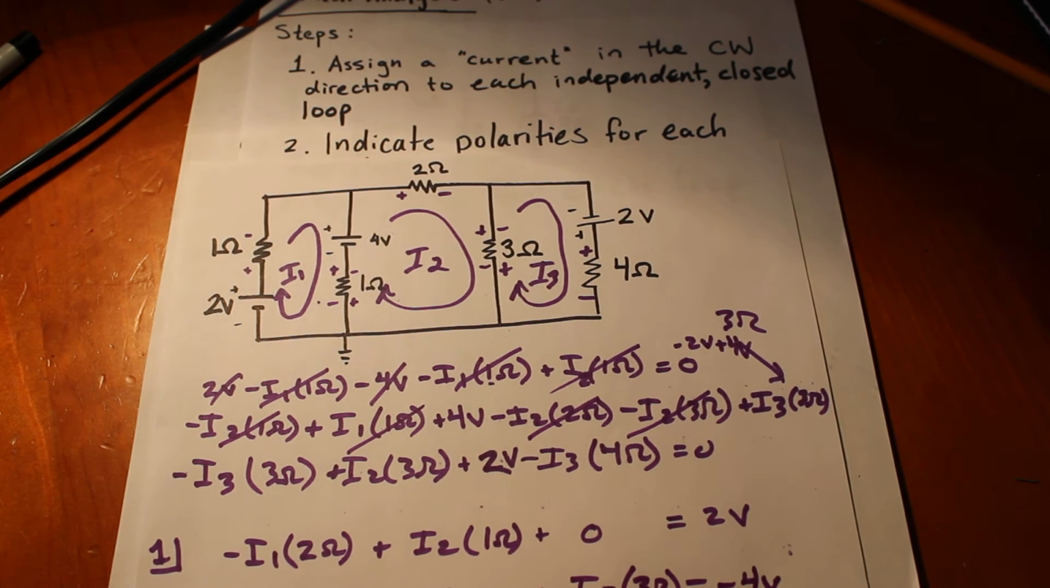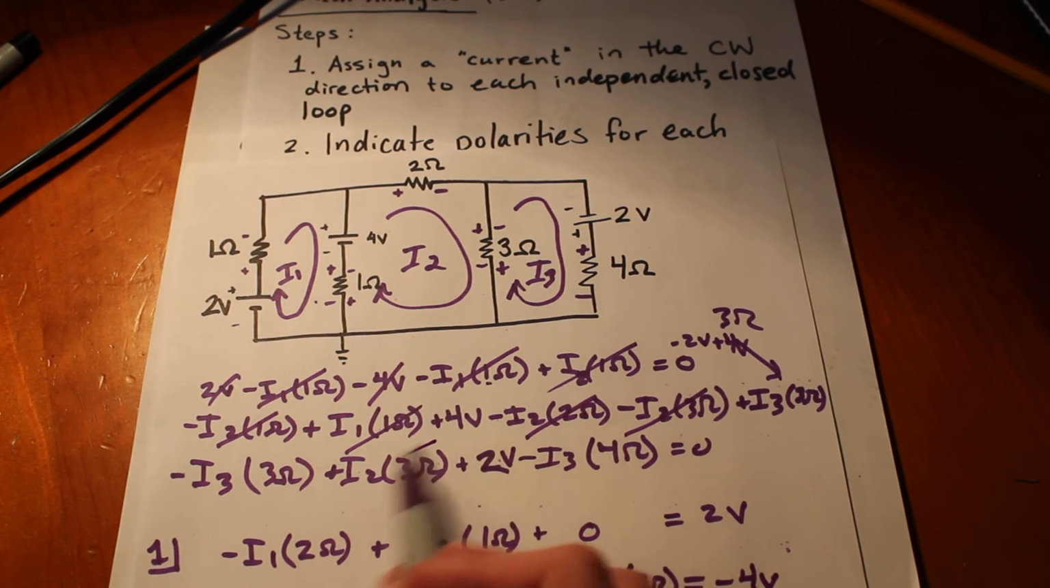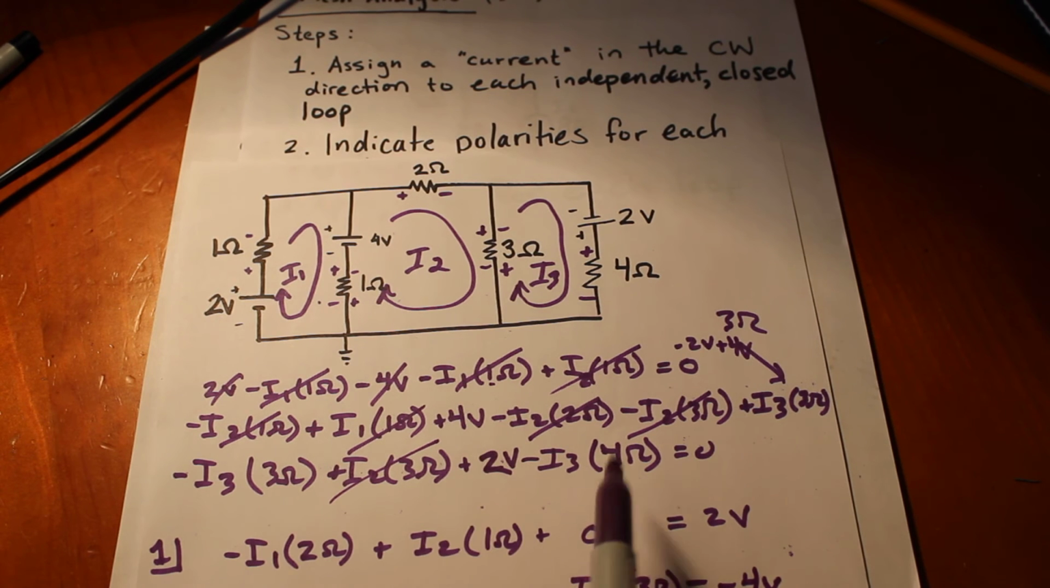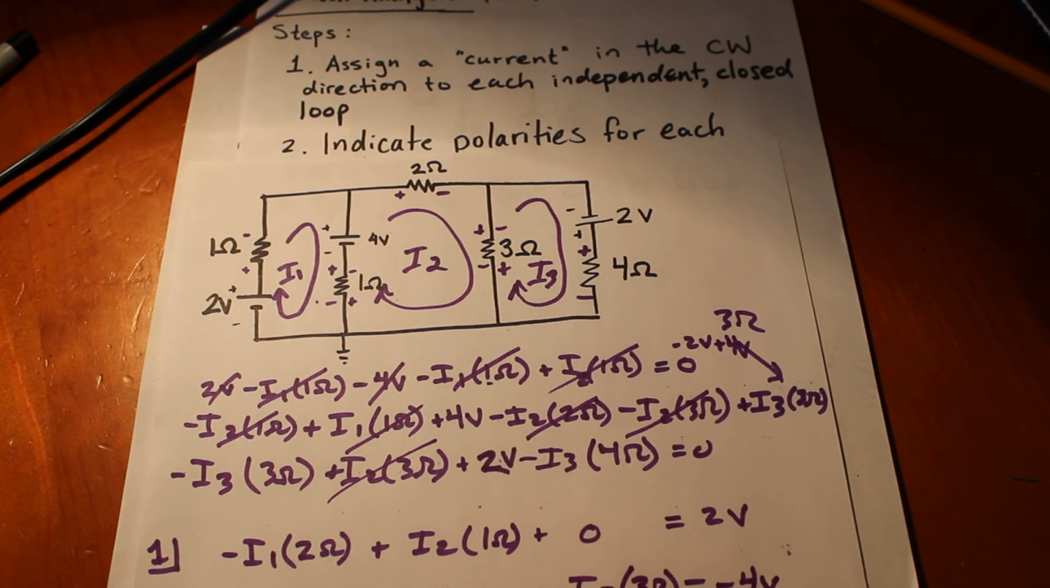4 volts, we'll put it on the other side, minus 4. Okay? And then third loop, we have 0 for I1. Let's check I2. We'll go plus I2 times, we have 3 here, that's the only one. And then minus I3 times 3 plus 4. 3 plus, let's just put 7. Okay. And minus 2 volts. We'll put that on the other side.